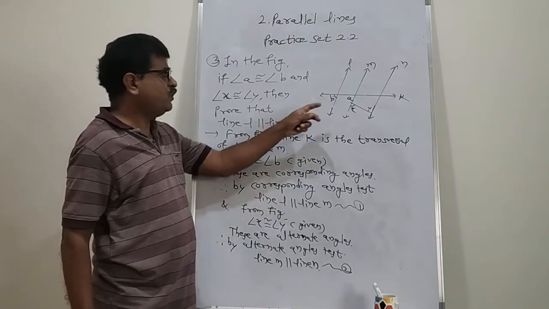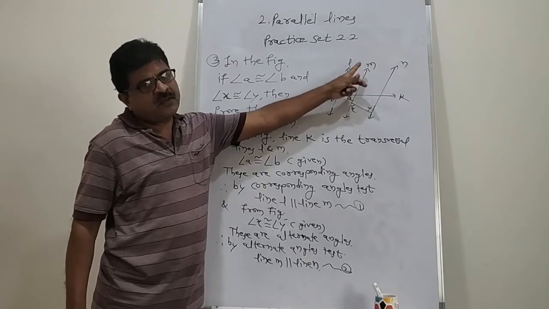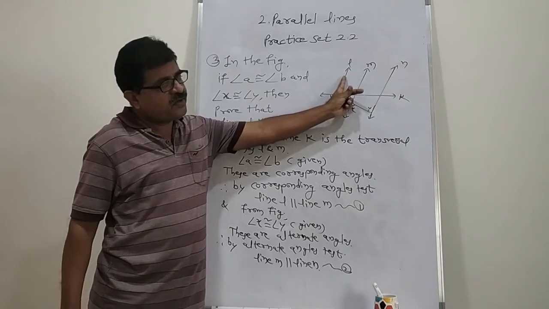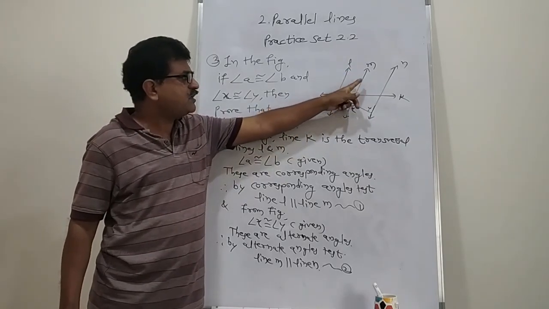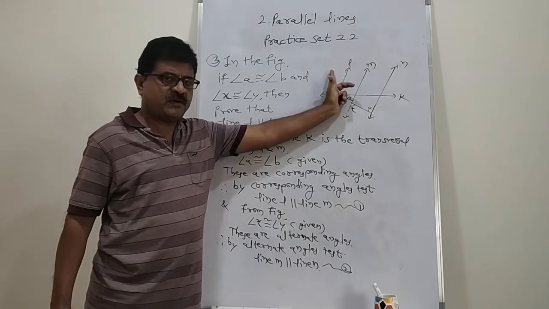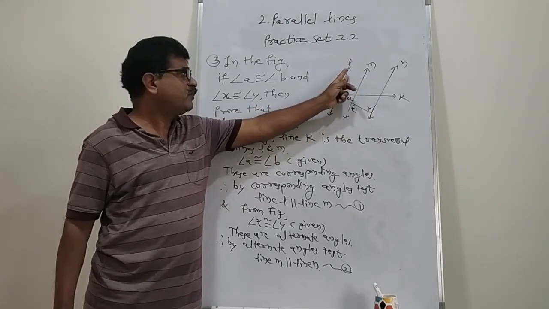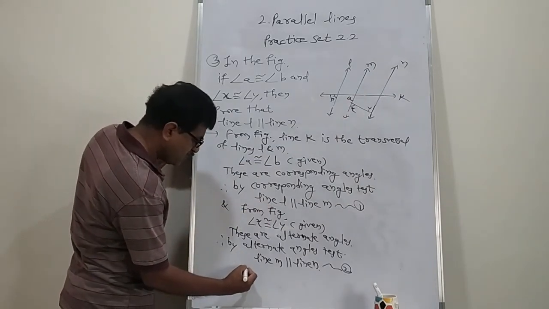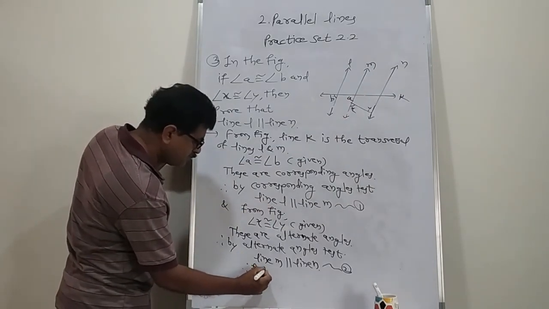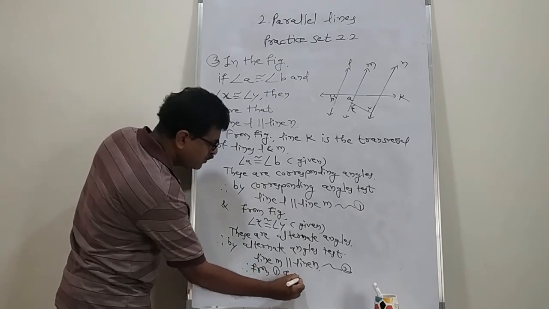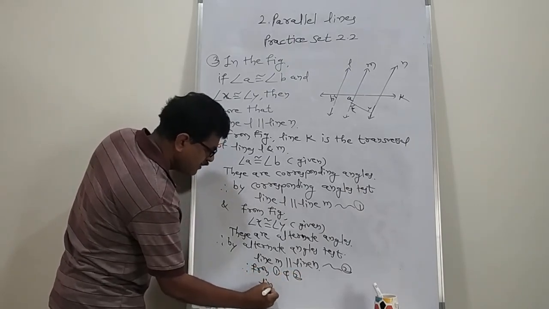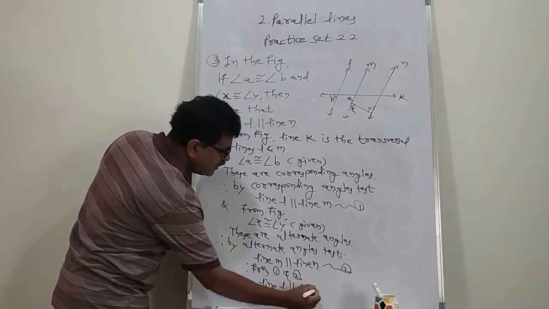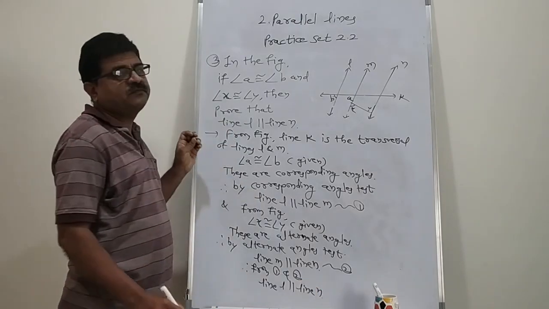Now from 1 and 2, line L parallel to line M parallel to line N. If the first is parallel to the second, and the second parallel to the third, then the first is parallel to the third. Therefore from 1 and 2, line L parallel to line N. This is the solution.